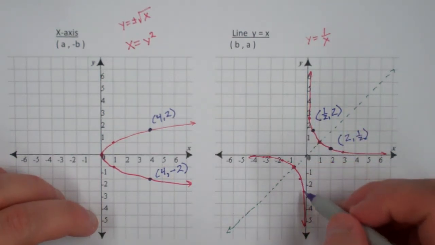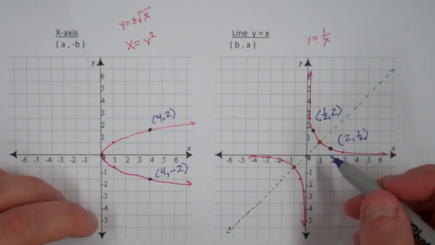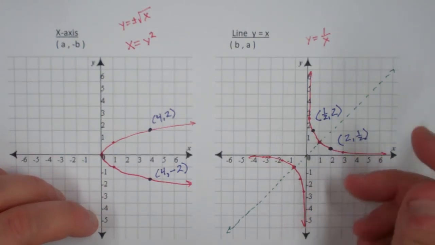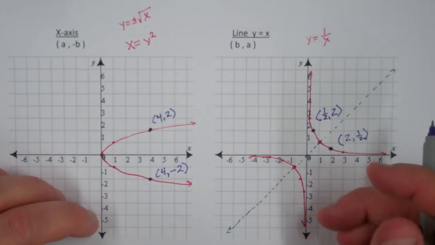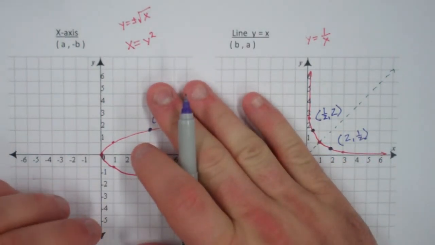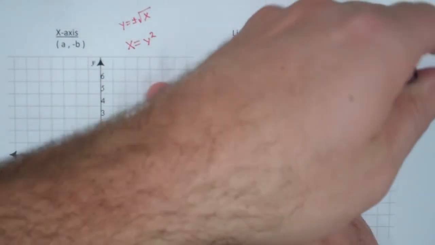This bottom piece can be confusing because this graph also exhibits symmetry about the origin. If you rotated it 180 degrees, it would be on itself. But we're only focused on this portion right here and understanding symmetry across the line y is equal to x.